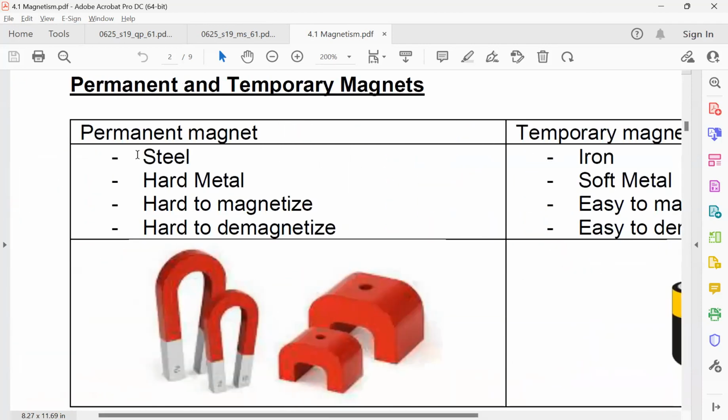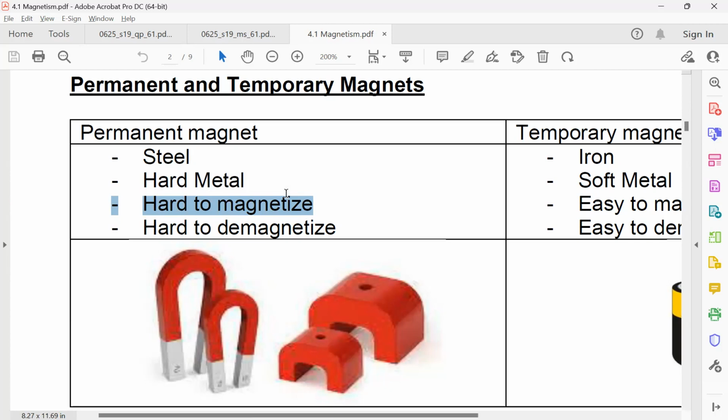Whereas steel, like all these magnets, right? I know for a fact that it must be made of steel because only steel can retain its magnetism, because it's considered a hard metal. Hard metal means it's very hard to magnetize. It will take a large amount of current before you can magnetize this steel, right? But once I magnetize it already, it's very hard to demagnetize.